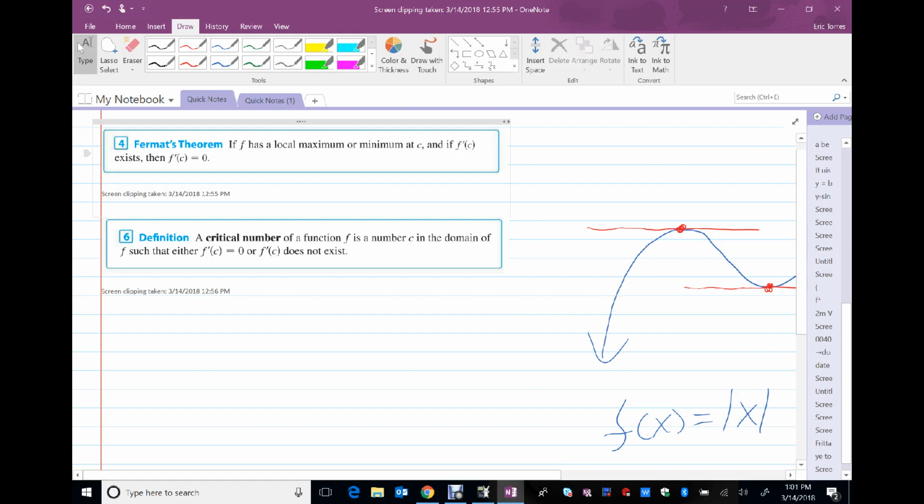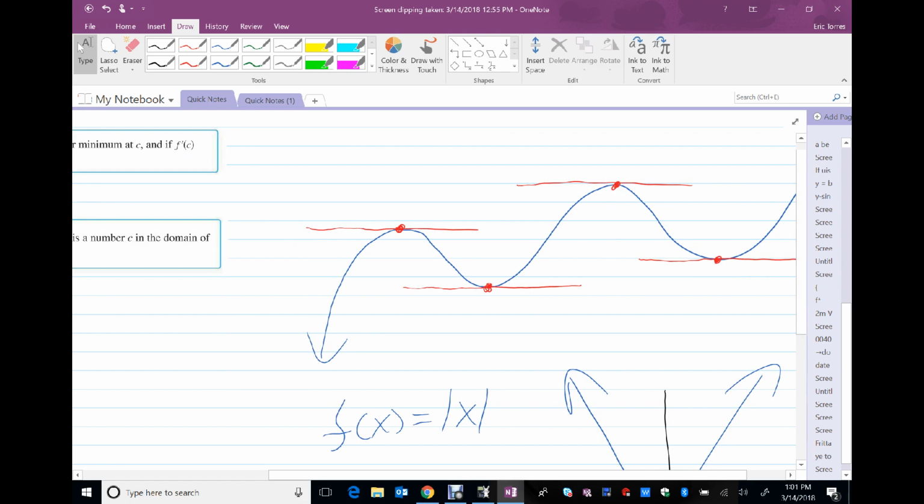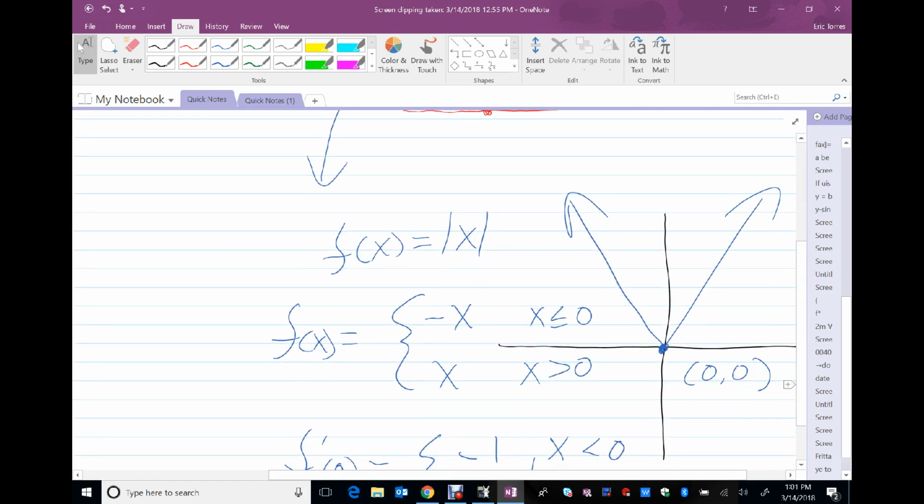That allows us to rewrite Fermat's theorem. So now I can say that if f has a local maximum or minimum at c, then c is a critical number, which gives me a little bit broader theorem than Fermat's theorem. So when you're looking for a local max or local min, you must find all the critical numbers, which are where the derivative goes to 0 or where the derivative is not defined.